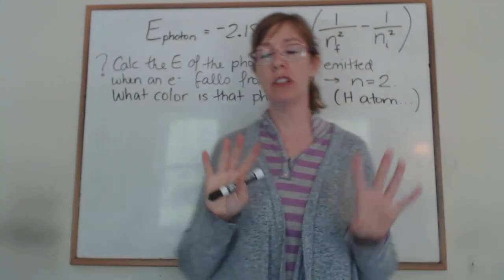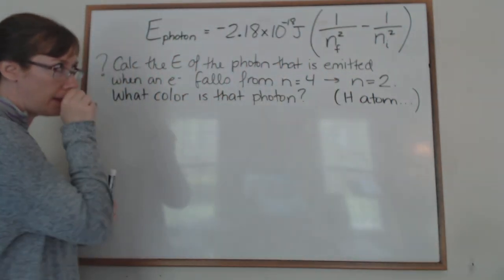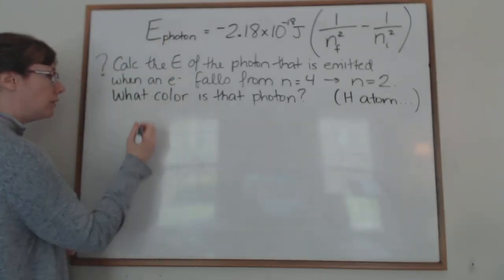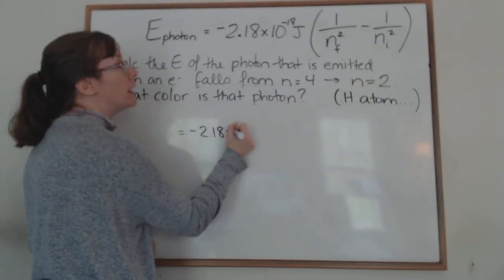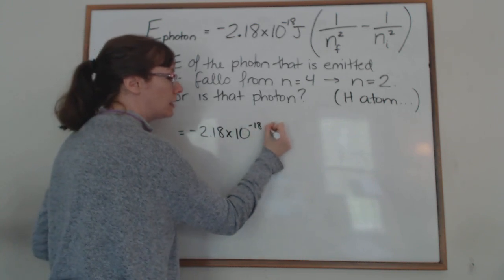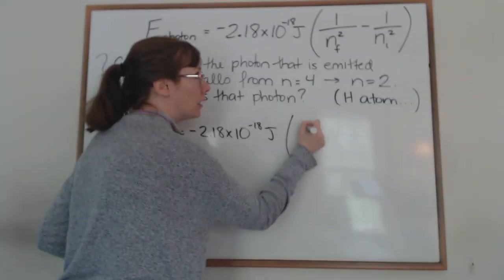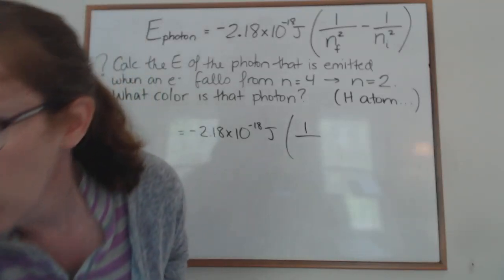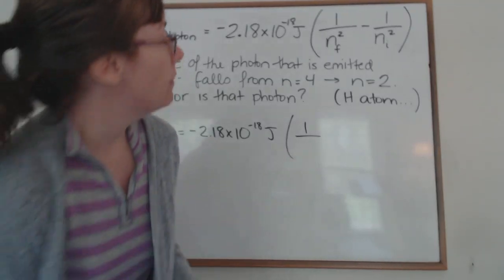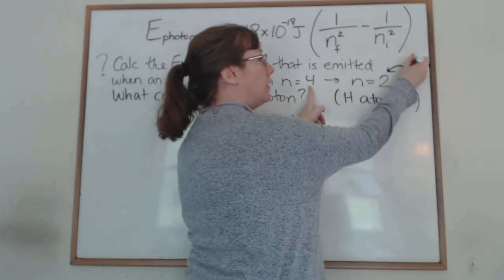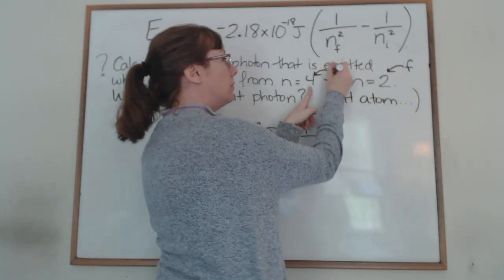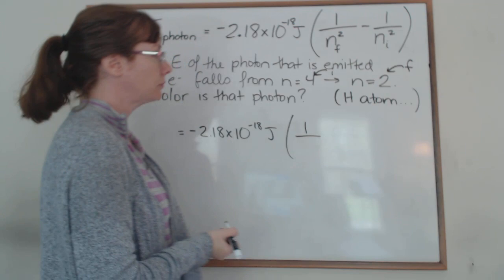So this is a hydrogen atom, but let's just go ahead and assume that. The energy of the photon is equal to negative 2.18 times 10 to the negative 18th joules, a pretty simple equation, times 1 over n squared final. Of the two, which one is final? This one is your final n. That's your initial n, because it fell from this to that.